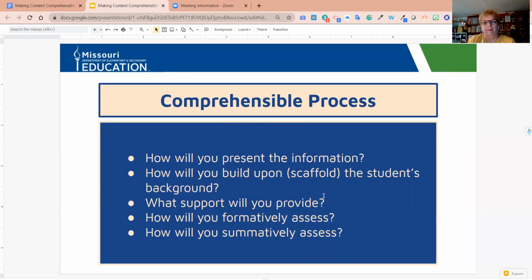And then going on with the comprehension process, how are you going to present the information? How are you going to scaffold or build upon what background the students have? What supports are you going to provide? And then how will you assess, either formatively or summatively?